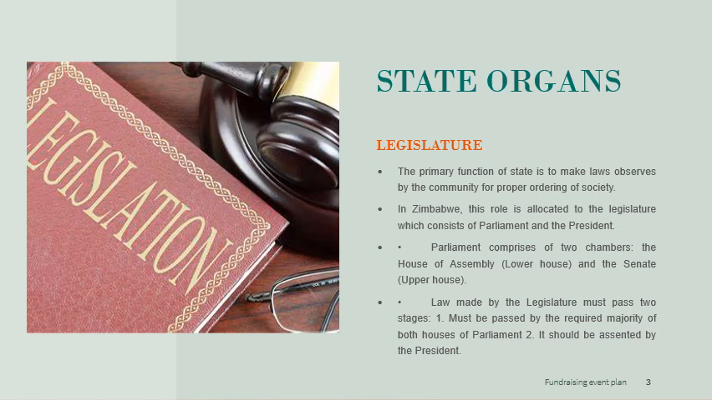Now, in terms of state organs, we have the legislature, right, which has the primary function of making laws in Zimbabwe. The legislature consists of the parliament as well as the president. Now, the parliament consists of two chambers. We have the House of Assembly, which is the lower house, and then we have the Senate. Now, the laws that they make go through two stages. They must be passed by the required majority of both houses, and they must be assented to by the president. We're going to deal with that later. So this is the legislature as a state organ.